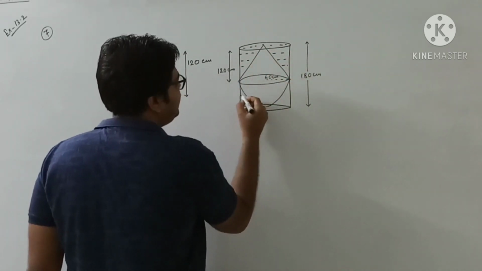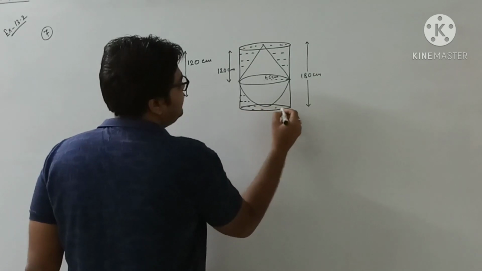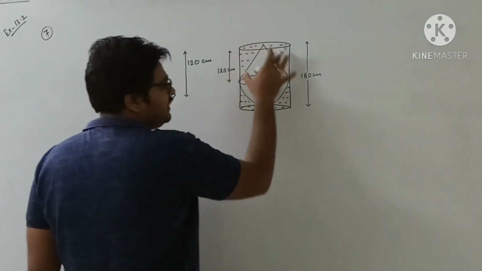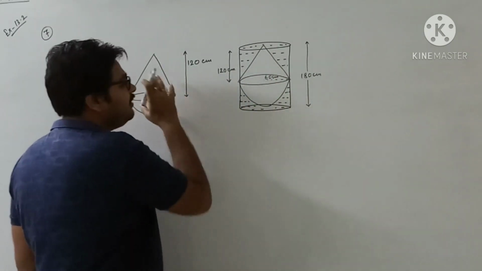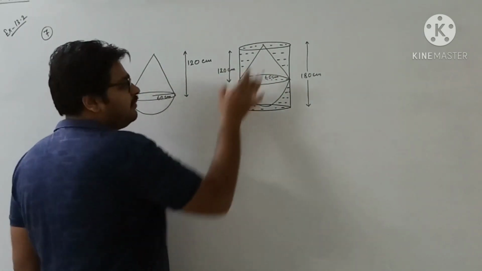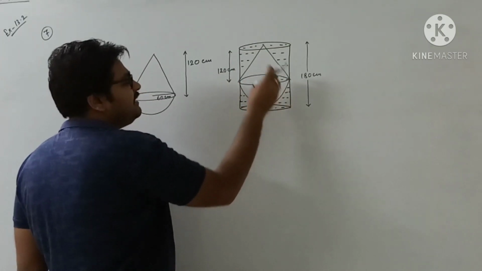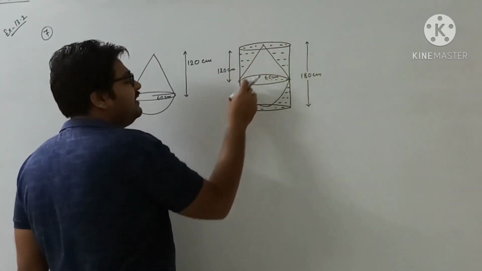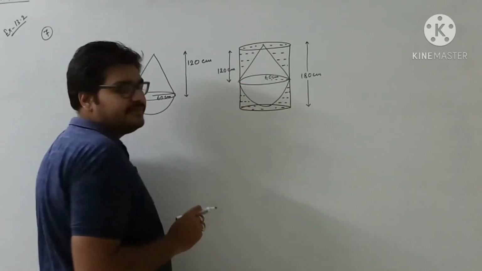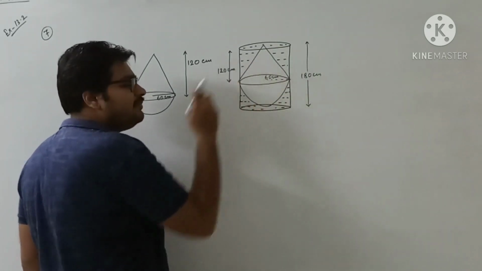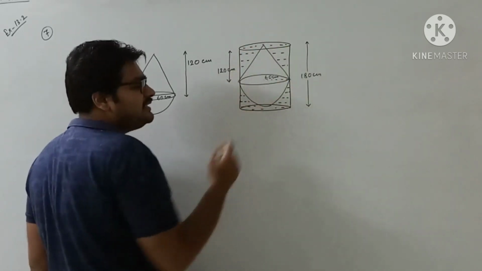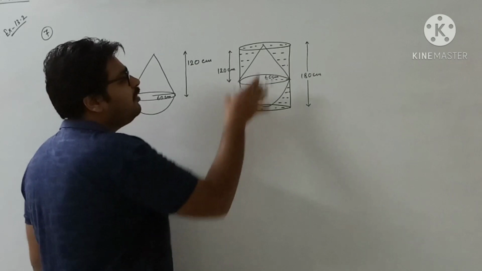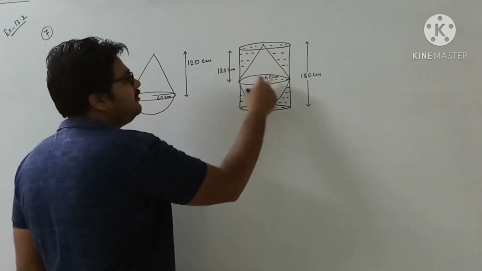So how to find out, I think you can understand, you can guess. I'll find out the volume of the cylinder and I'll subtract the volume of this solid from it. From the complete volume of the cylinder, if I subtract the volume of this cone and this hemisphere, then definitely I get the volume of the remaining part which is not occupied by them, and that part has water. So how much water is there in the cylinder? That should be equal to the volume of the cylinder minus the volume of this complete solid.